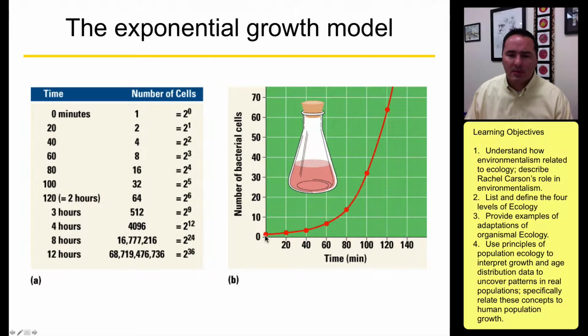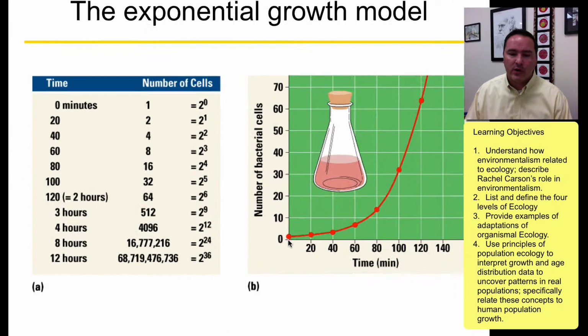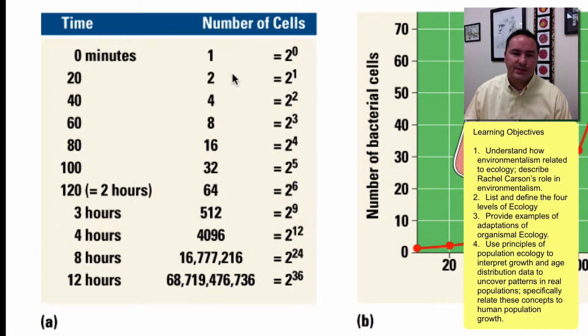Now, as we watch populations grow, we see something very interesting. For example, if we start off with one bacterial cell, it takes 20 minutes for E. coli to divide. So after 20 minutes, we now have 2 cells. After 40 minutes, 4 cells. After 60 minutes, 8 cells. After 80 minutes, 16 cells, and so forth. And this continues to grow and grow and grow.